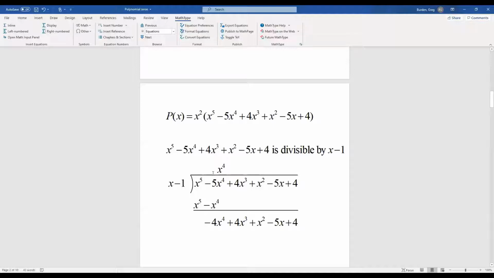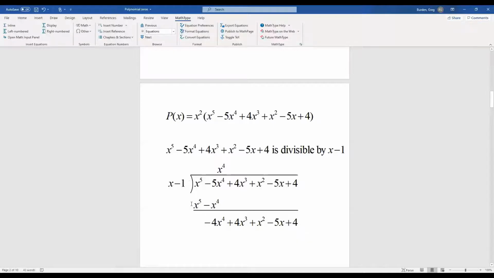So we have x to the 4th, then we multiply it out. We have x to the 4th times the whole x minus 1. That's where I'm getting the x to the 5th minus x to the 4th. X to the 4th times x is x to the 5th. X to the 4th times negative 1 is negative x to the 4th. And then, just as in long division with integers, we subtract this from the original dividend, and that gives us the remainder of the first division. And then we're going to divide repeatedly until we get to what we want.